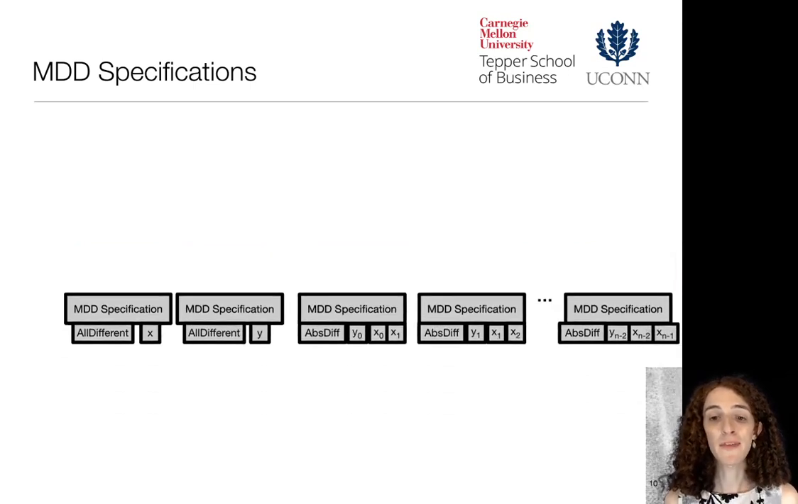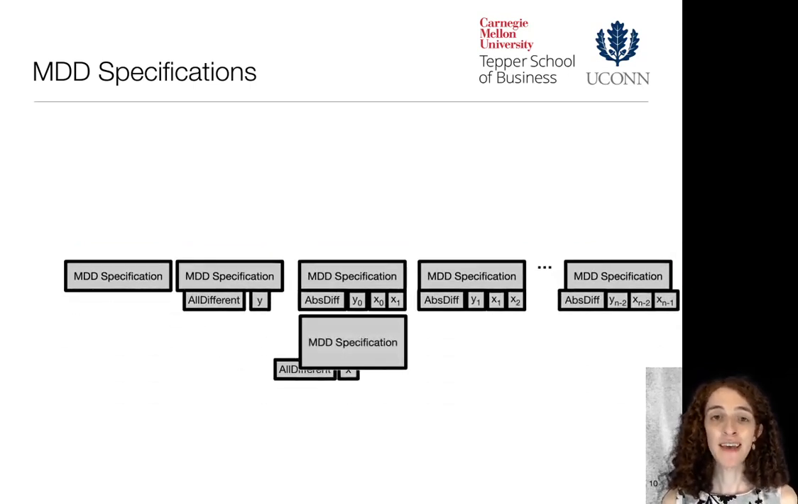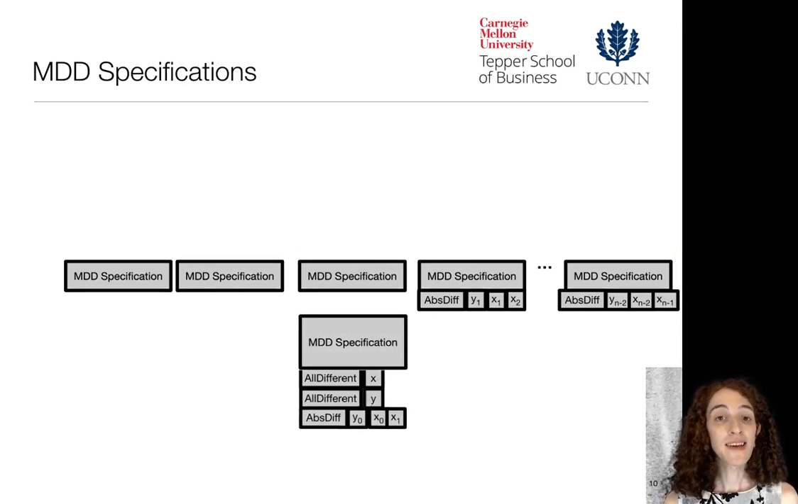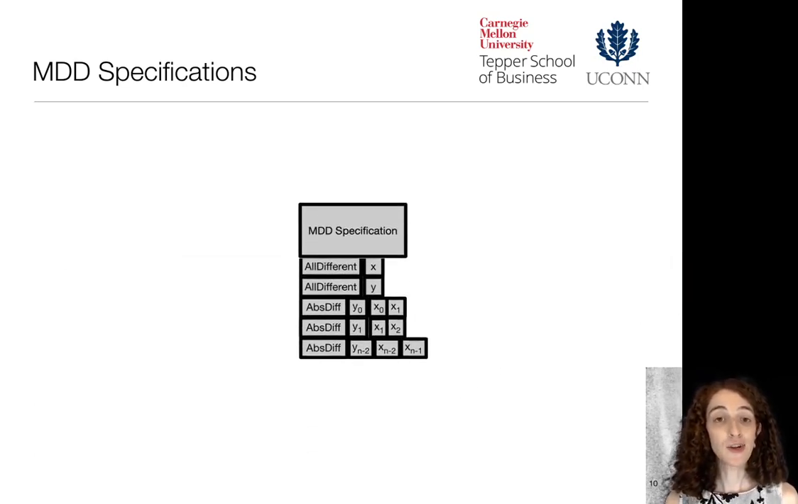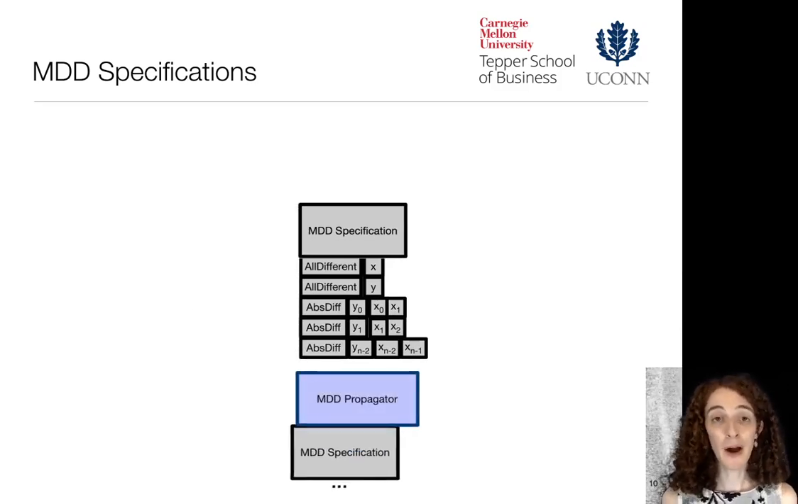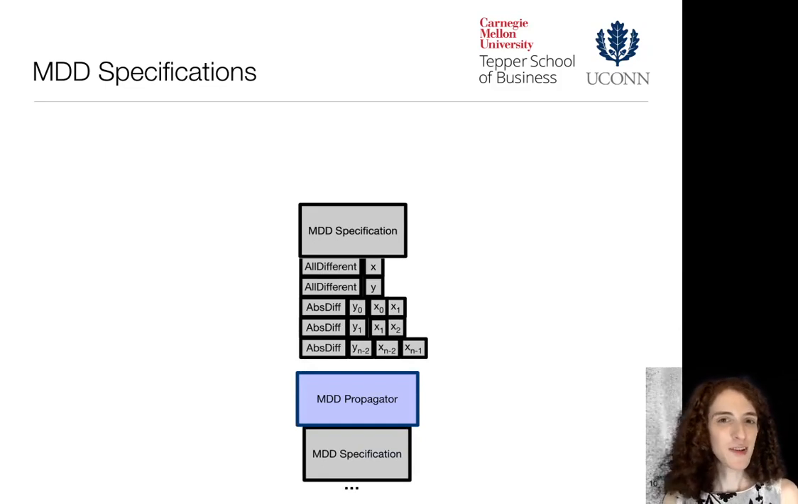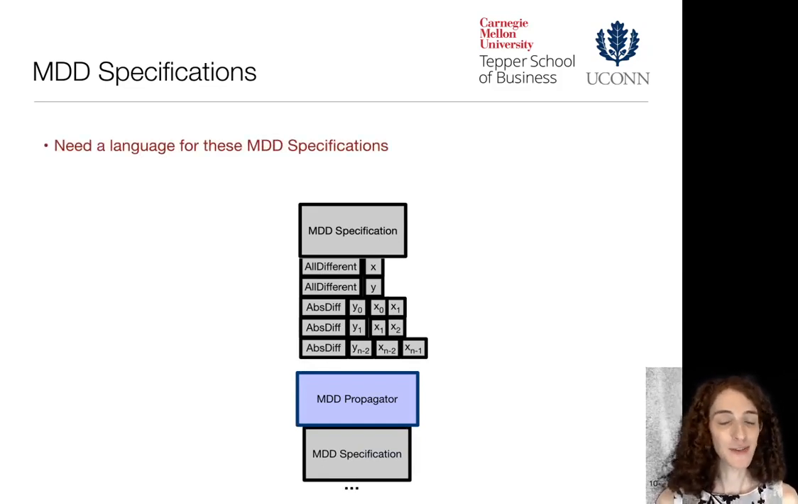Then, we want to be able to take all of those MDD specifications and get their conjunction. And this MDD specification would represent the MDD for the initial model. This MDD specification can be used by an MDD propagator. So the first question is, what does an MDD specification look like?